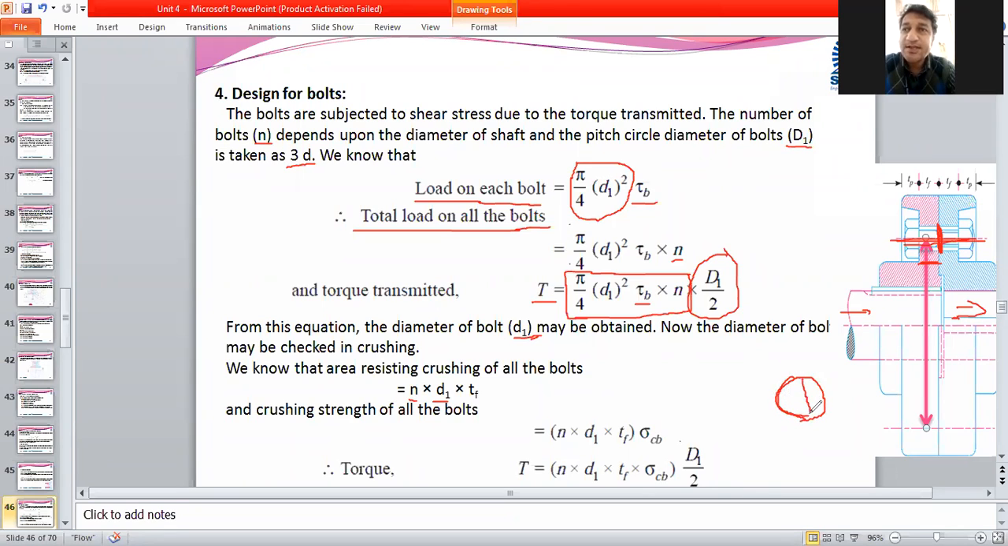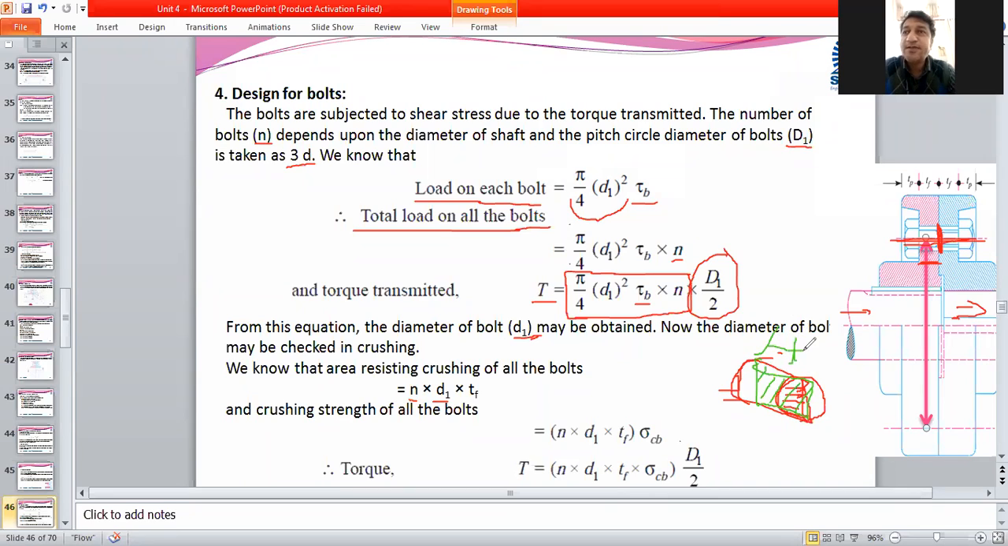We are going to consider this area as a flat area on which this crushing force or compressive force is applied. Though it is round, we are going to consider it as a flat area, this flat area of the bolt, right? So this flat area is calculated from the length of this bolt.